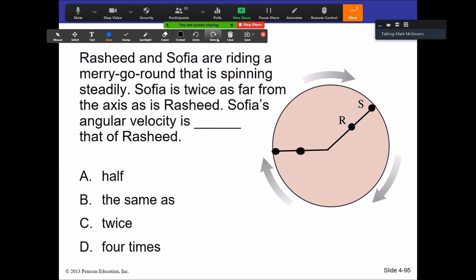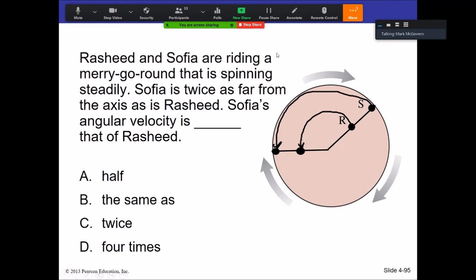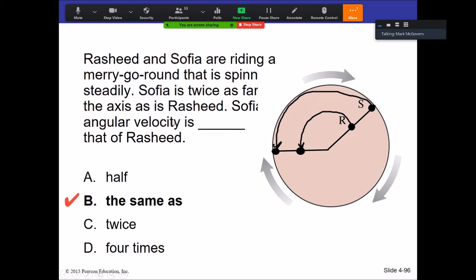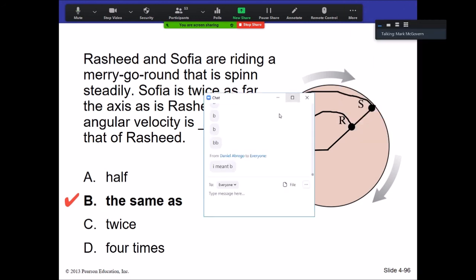Now, in terms of their angle, what has happened? What are the angles here? They're the same angles. If they're the same angles, then the answer must be B. Angular velocity is the same for these two. That's the beauty of angular velocity. It doesn't matter what your radius is, you always go through the same angle. So there you go. The answer's B.